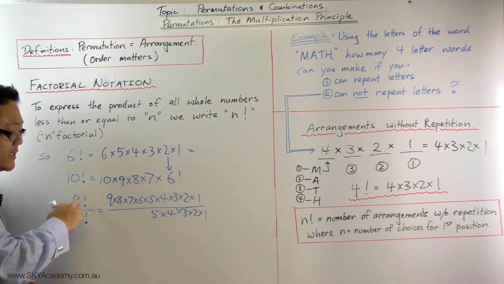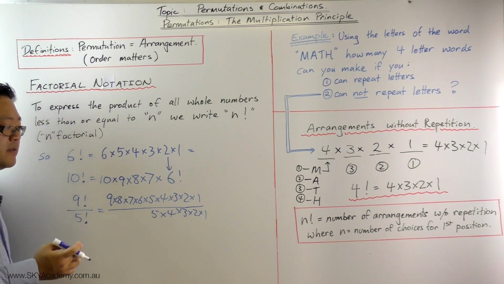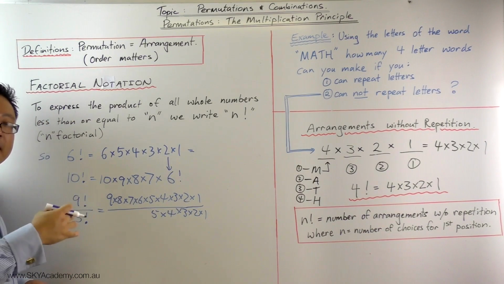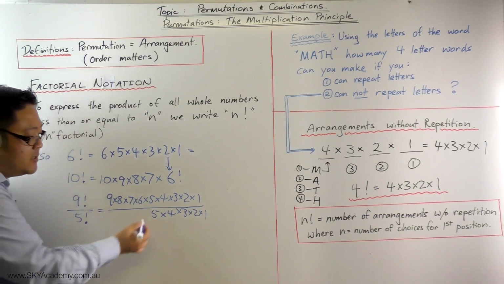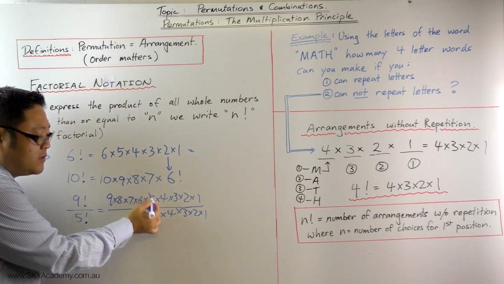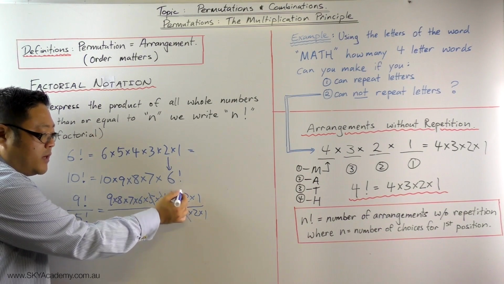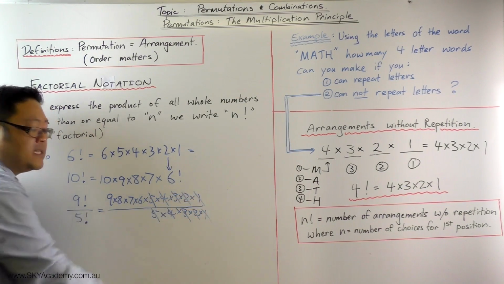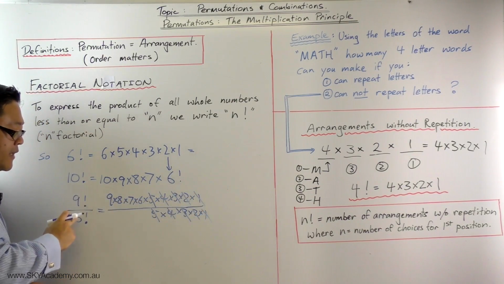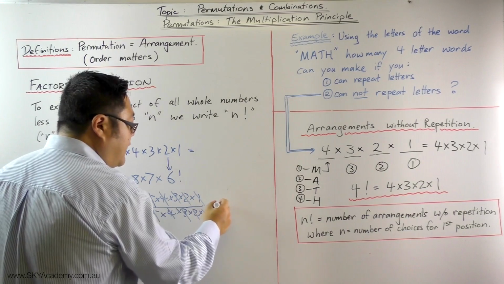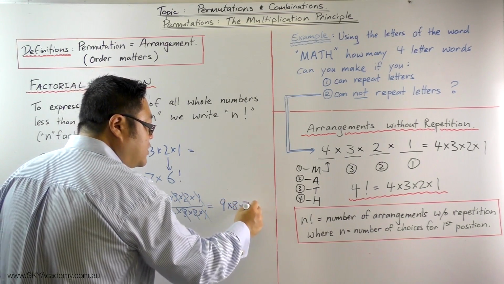What I want you to notice is that 9 factorial over 5 factorial actually simplifies, because if you remember simplifying fractions, you'll see that 5 cancels with this 5, this 4 cancels with this 4, this 3 cancels with this 3, 2 with 2, and 1 with 1. Do you see how that works? How they all cancel out? 9 factorial over 5 factorial ends up being the product of 9 times 8 times 7 times 6.